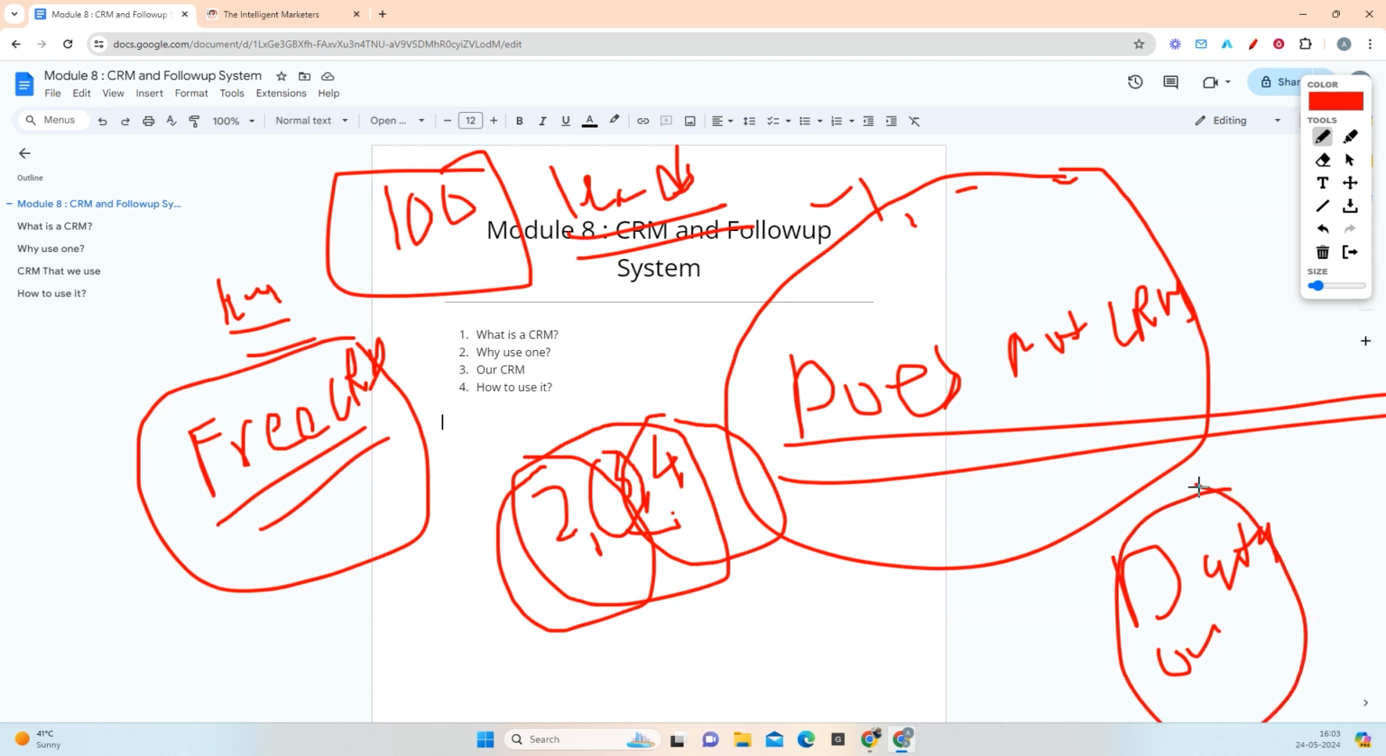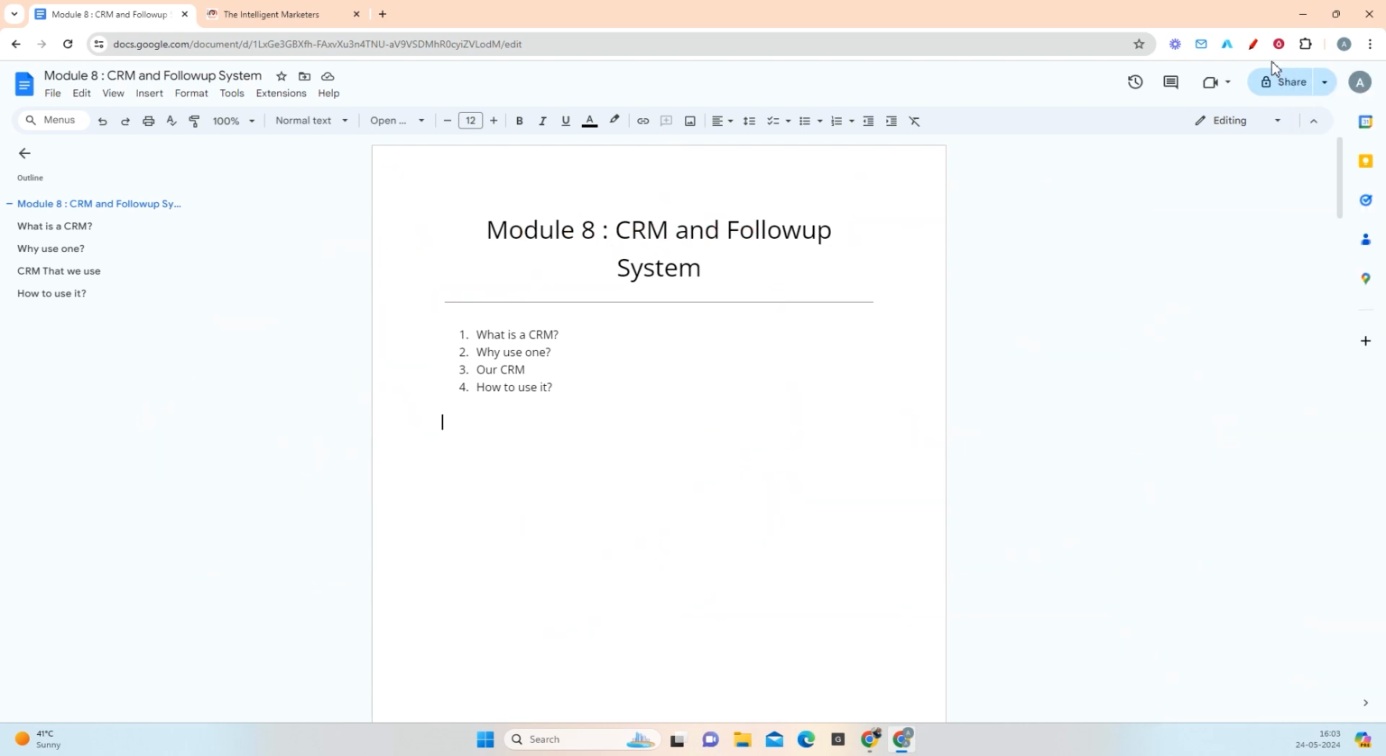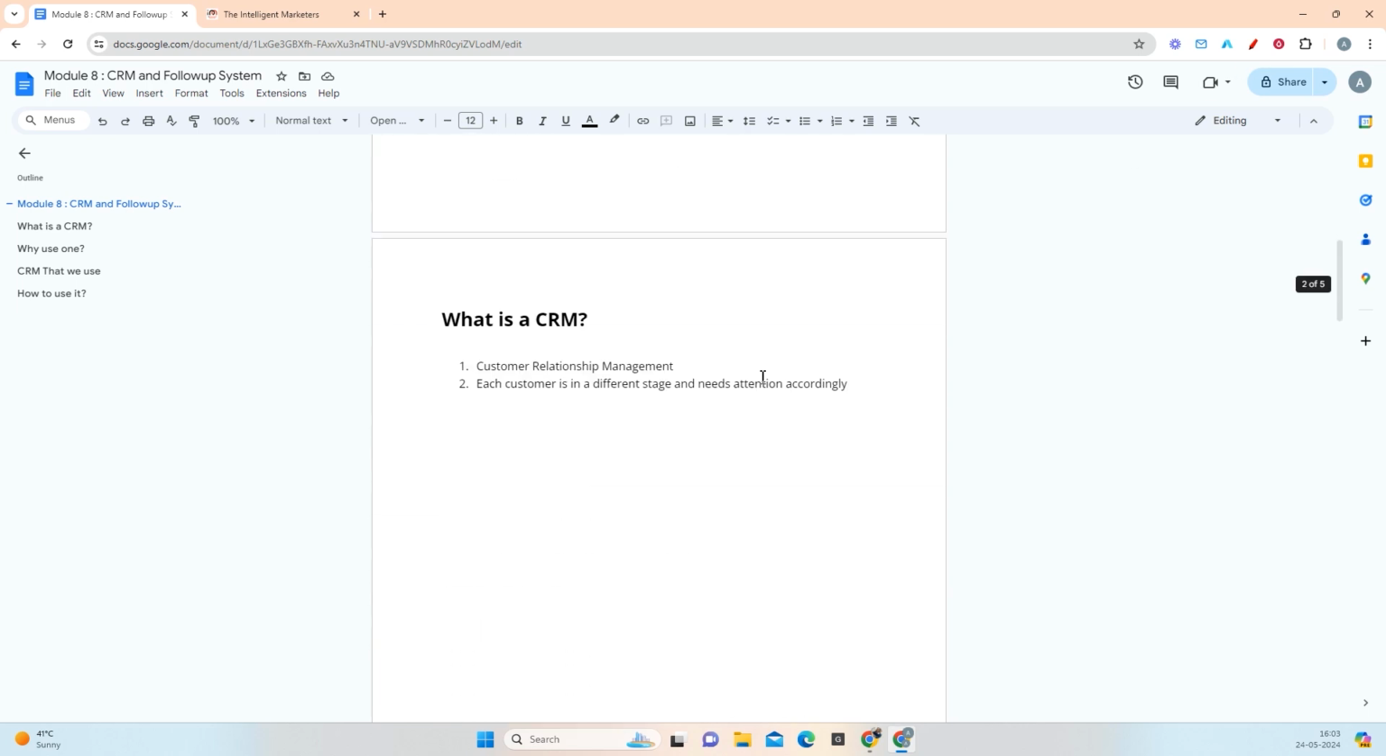So you will see really interesting data about your own business. That is the reason why I highly recommend that you have a CRM in your business. It does not matter which one you have. Again, repeating myself, it is important that you have a CRM in your business. That's it. Now let us talk about what exactly a CRM is.